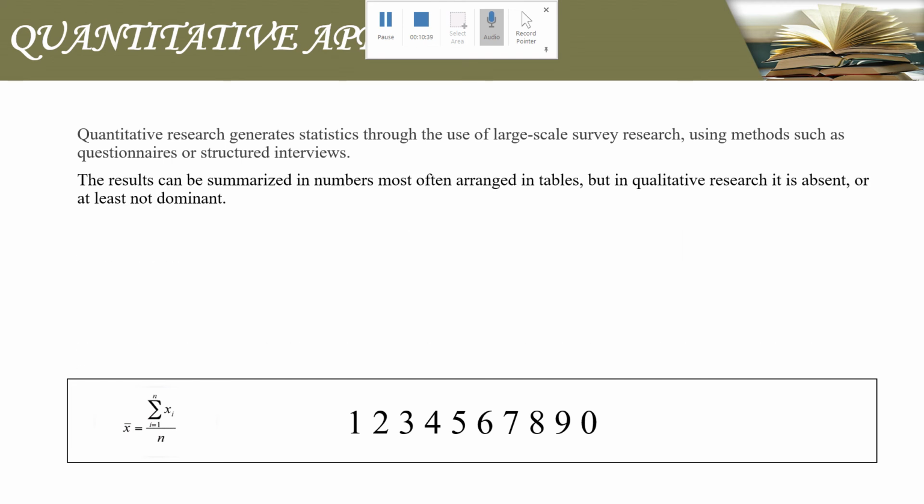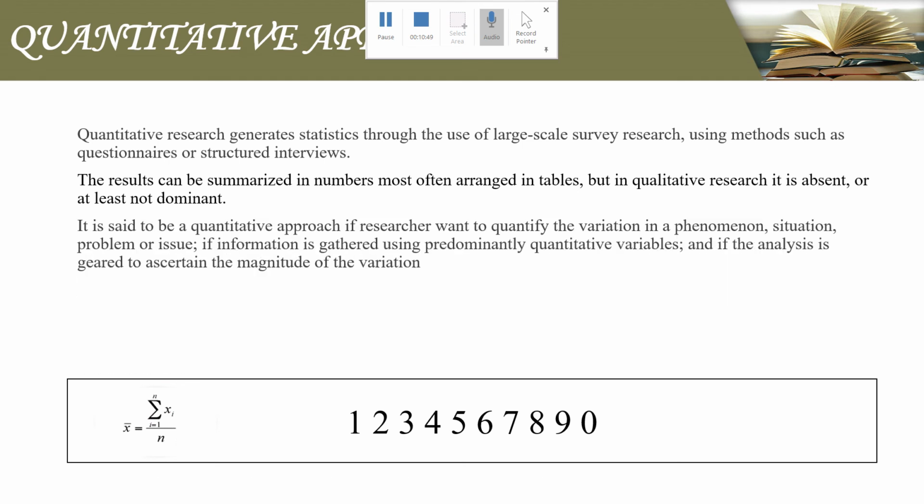The results can be summarized in numbers, most often arranged in tables, but in qualitative research it is absent or at least not dominant. It is said to be a quantitative approach if researchers want to quantify the variation in a phenomenon, situation, or problem, or if information is gathered using predominantly quantitative variables, and if analysis is geared to ascertain the magnitude of the variation.